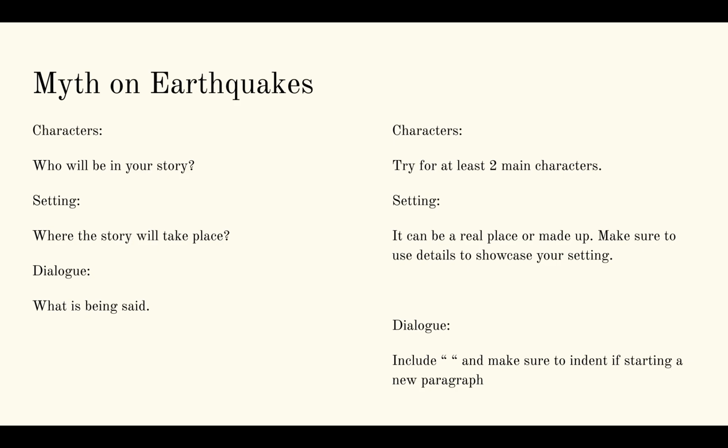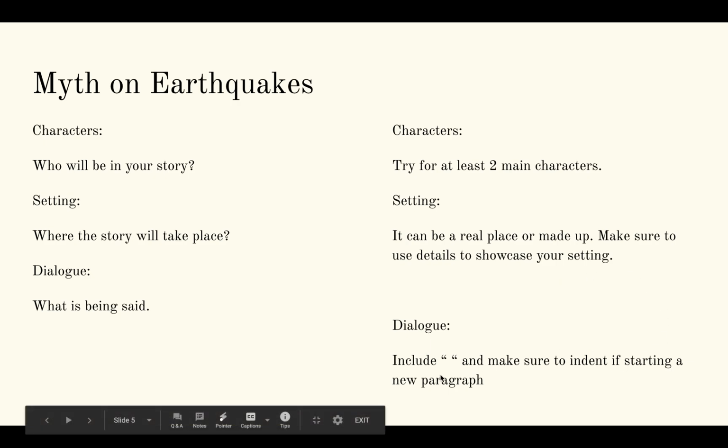Remember that dialogue is supposed to help your story. Dialogue is a function, and it's supposed to either give you details out loud that you wouldn't know that might be stuck in someone's head, or tell you how someone's feeling. Remember to use dialogue, you need to use quotation marks, and make sure you indent if you start a new paragraph.